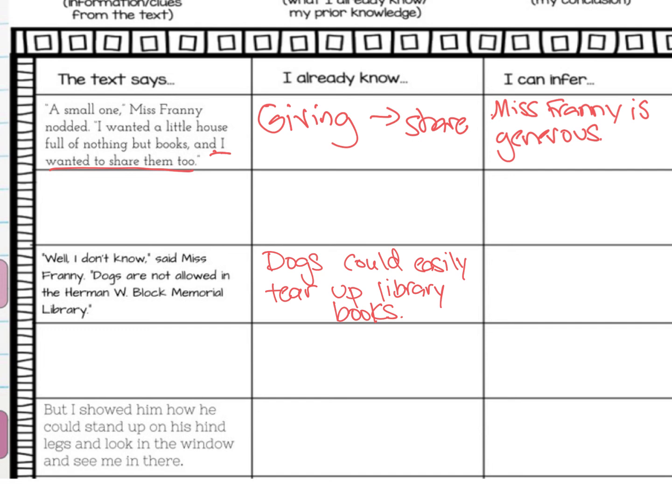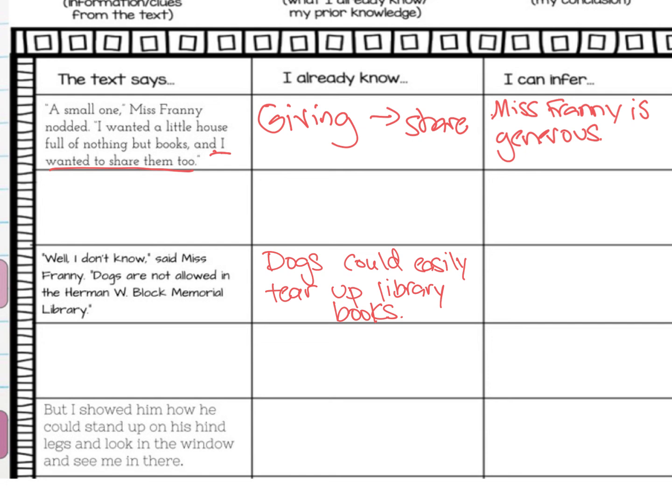Okay, guys, let's come back together on this one. The text says, "Well, I don't know," said Miss Franny. "Dogs are not allowed in the Herman W. Block Memorial Library." Here's something I heard you discuss with your team. You said dogs could easily tear up library books. I heard Deja say it. I also heard you guys talk about how that wouldn't be a good combination to put a dog in a library. This is your schema. It's what you already know. So now we can make an inference about the kind of person Miss Franny is.